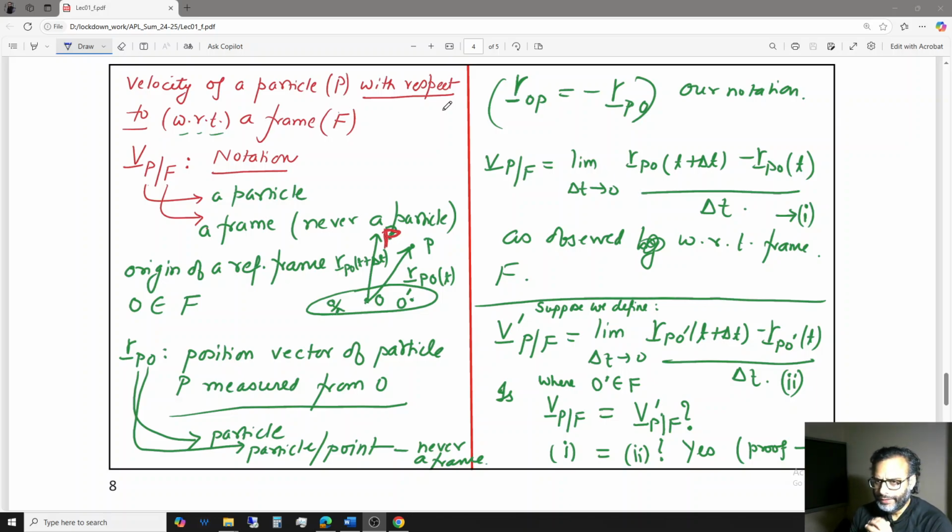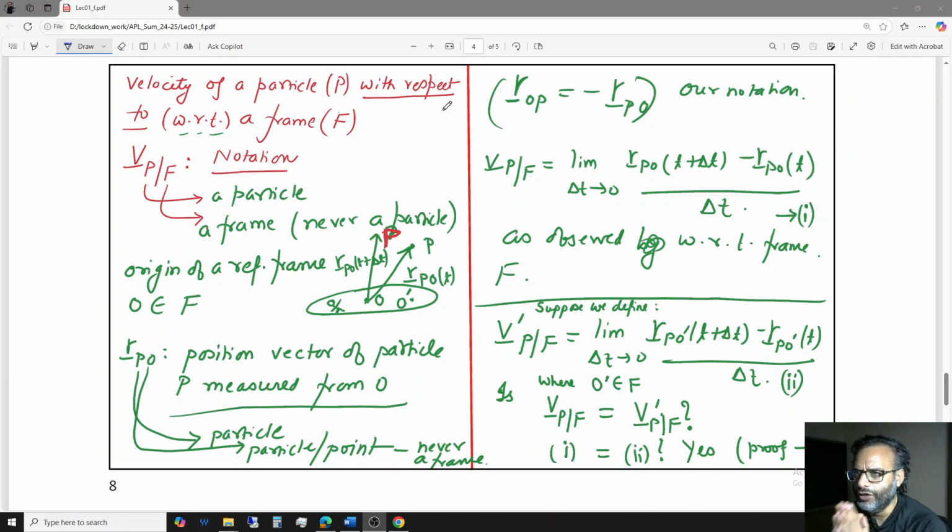Now moving on, we define more quantities. Gradually we are building more concepts on the ones that we have already learned with increasing order of complexity, right? Let's define a quantity called velocity of a particle with respect to a frame F. So I have a frame F, I have a particle P, and I want to know what is the velocity, or I want to define what is the velocity of that particle with respect to frame F.